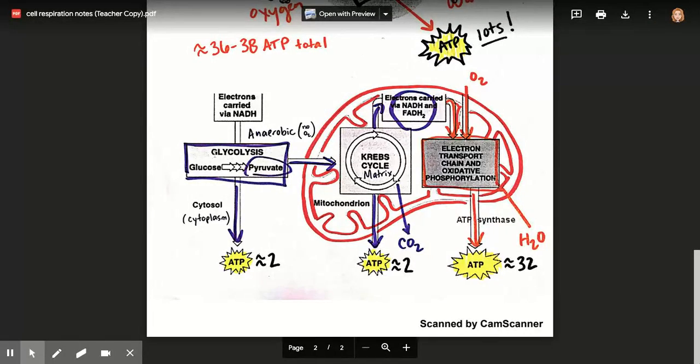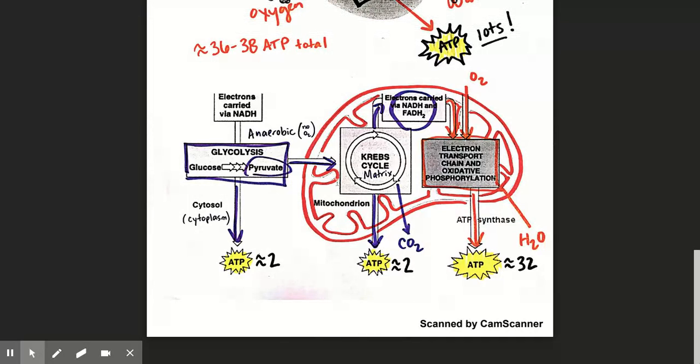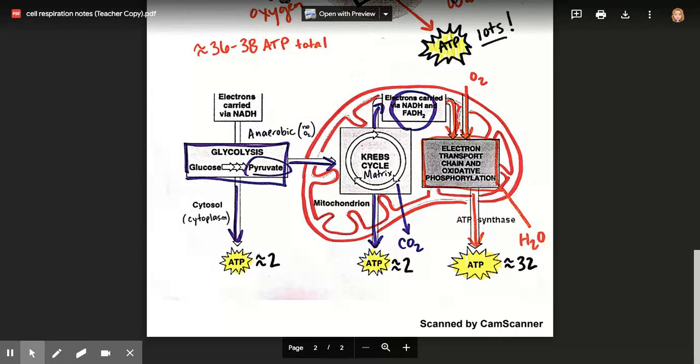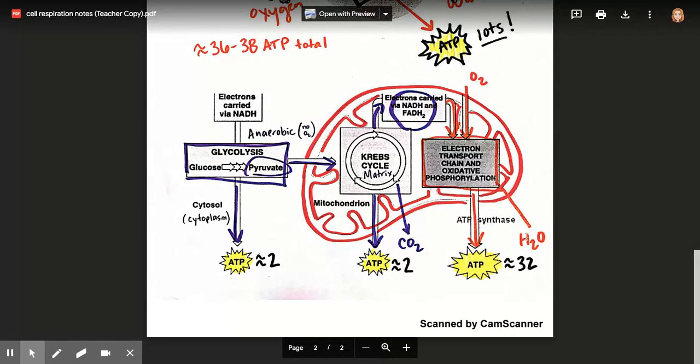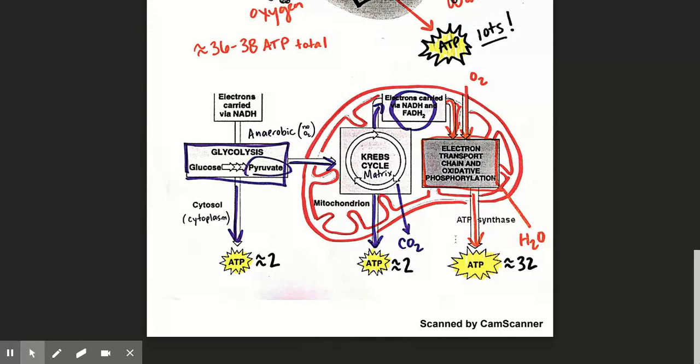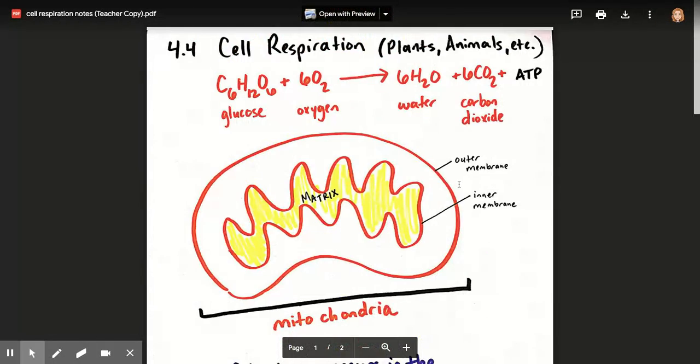So after glycolysis, that's step one. Step two is the Krebs cycle that happens in the matrix of our mitochondria. We get a little ATP made, our CO2 is released, and then these energy carrying or storing molecules, NADH and FADH2, go on to the electron transport chain. Oxygen is taken in at this point through the electron transport chain. Lots of ATP is able to be created, and water is discarded as a waste. And that is an overview of the 3 steps to aerobic cellular respiration.